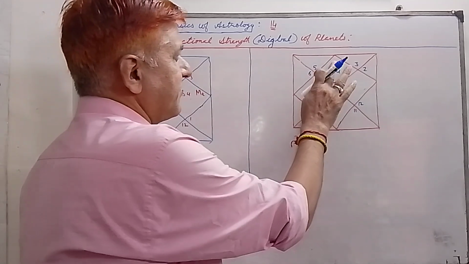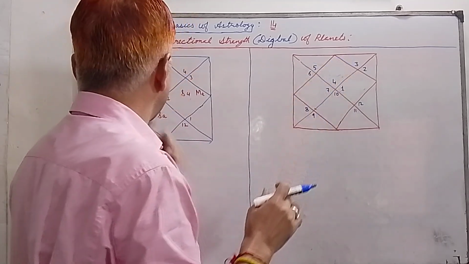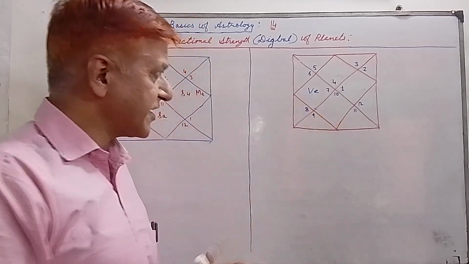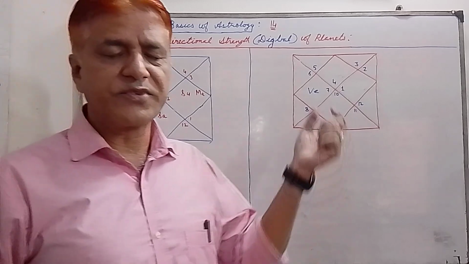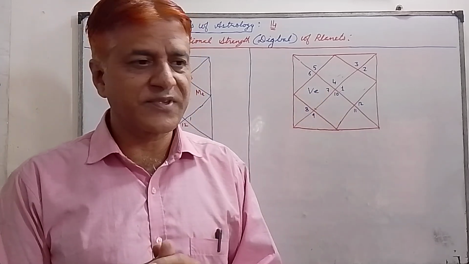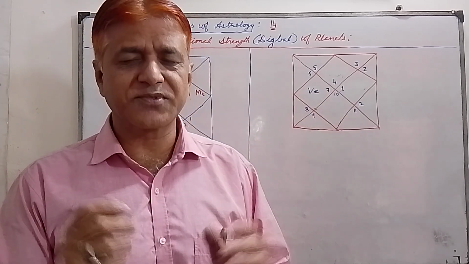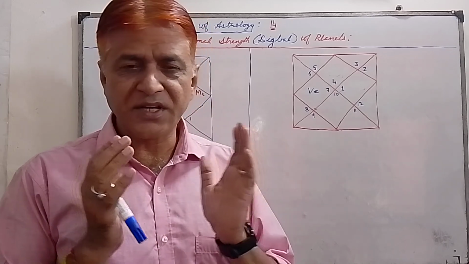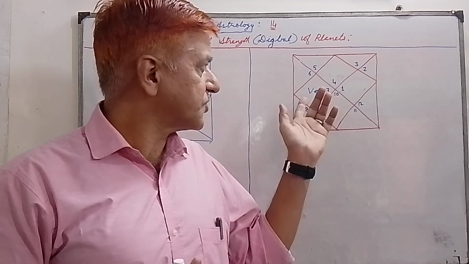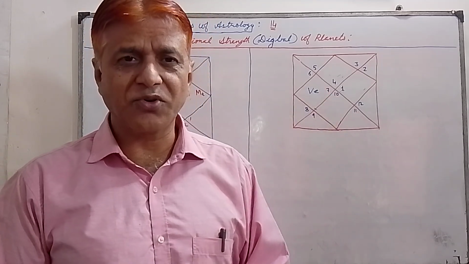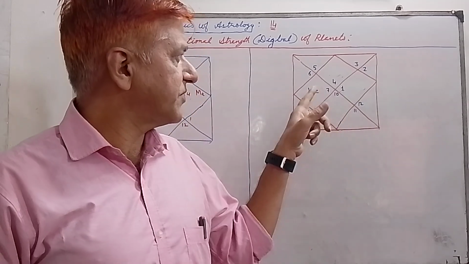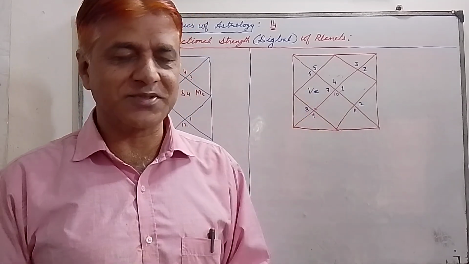After that we have Venus. Venus gets directional strength in fourth house. So if Venus is positioned in fourth house, the person will have all types of comforts. He will have the comforts of his own house, a good house, vehicles. All these things will easily come to him whose Venus is posited in fourth house.